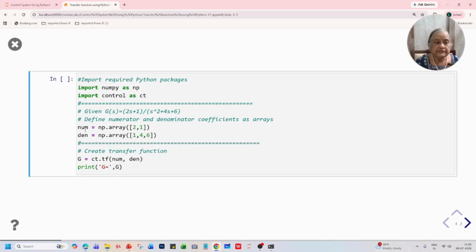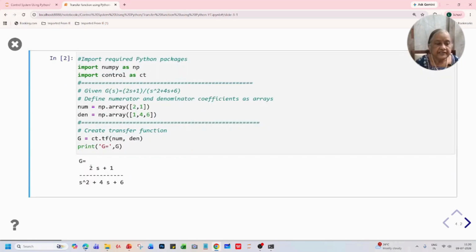After defining the numerator and denominator arrays, we pass them on to the ct.tf function from the control library, which creates the transfer function. We pass the numerator and denominator arrays and print that transfer function, designated as g here. If I execute this, I get the transfer function g as (2s + 1)/(s² + 4s + 6), as required.